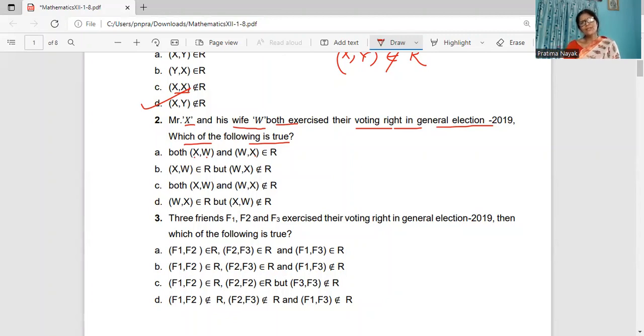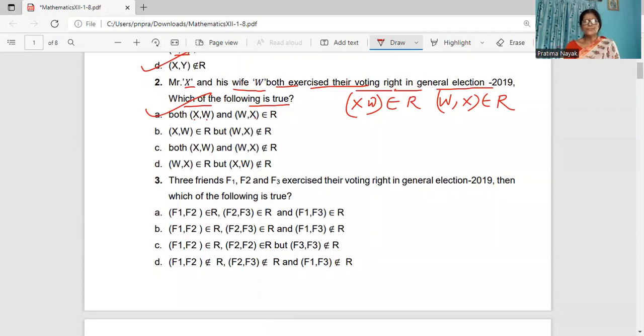So it is simple because both have exercised their voting right. Whenever husband and wife belongs to R, wife and husband also belongs to R. So which one is correct? A is the correct option for this. Now coming to question number 3.